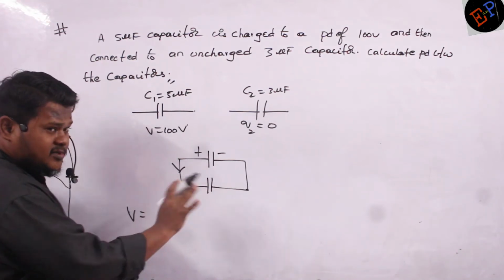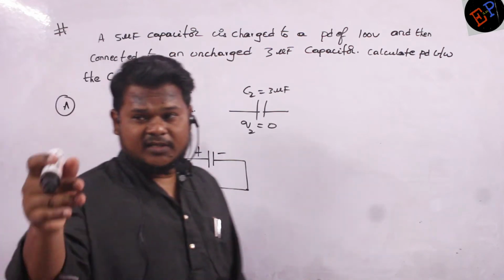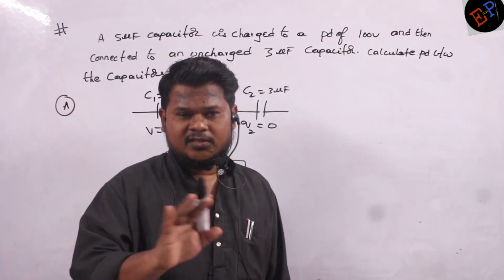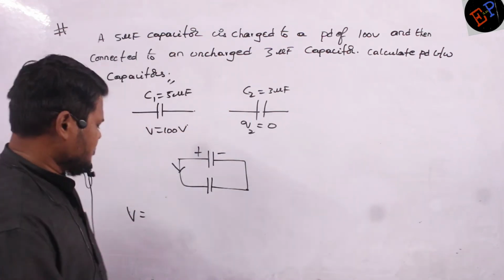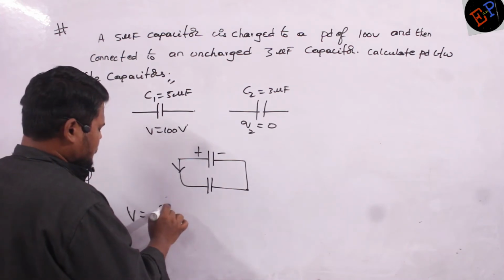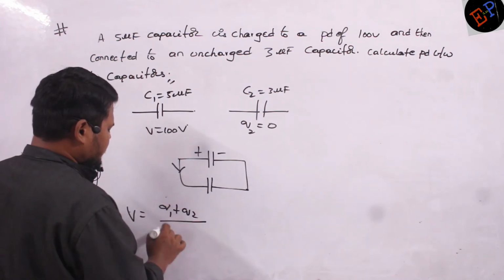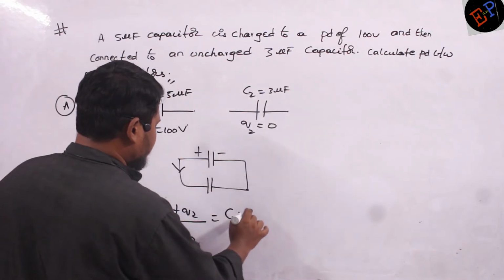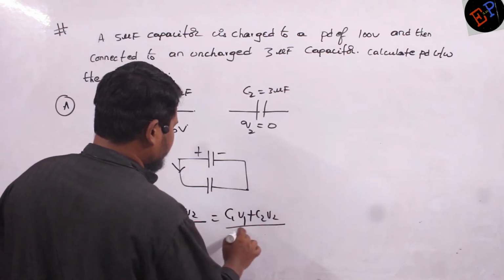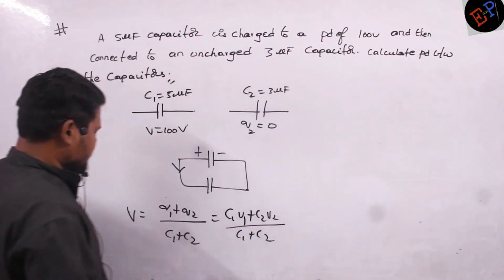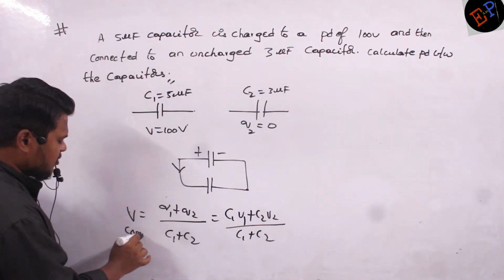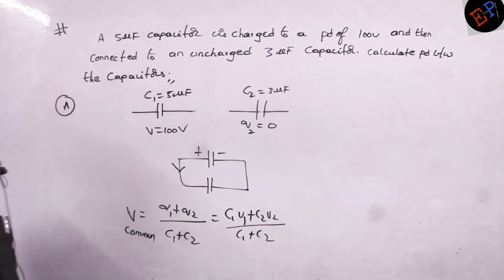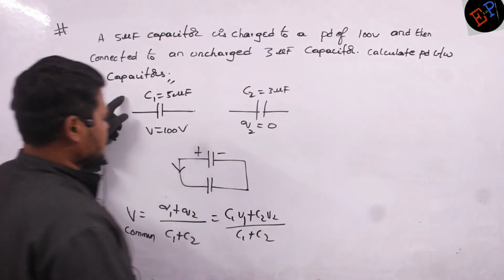Charges are not cancelling, no? Are charges cancelling? No, charges are not getting cancelled. So which equation can I use? So (Q1 plus Q2) divided by (C1 plus C2). Or I can write (C1 V1 plus C2 V2) divided by (C1 plus C2). So this is the equation for common potential. Clear, no?